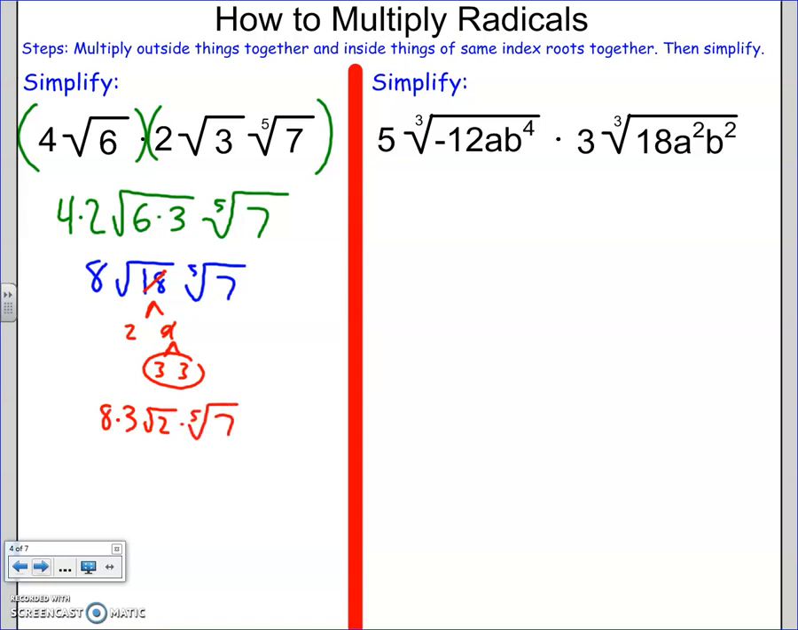So final answer here, 8 times 3 is 24, square root 2, 5th root 7. So 24 times the square root of 2 times the 5th root of 7.